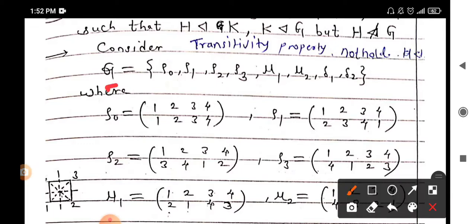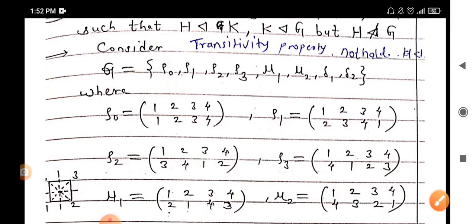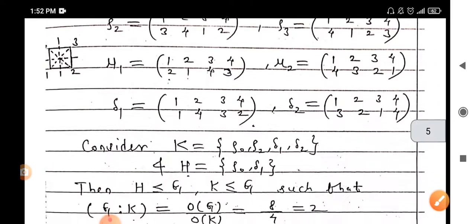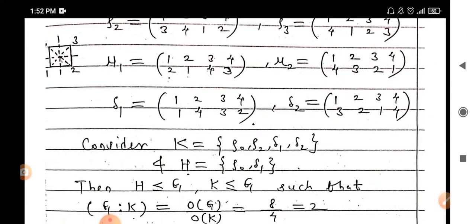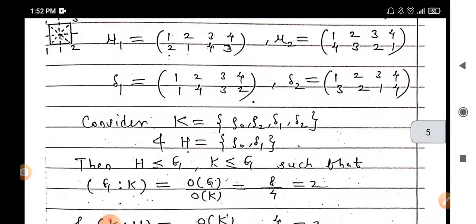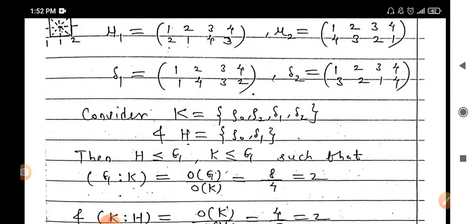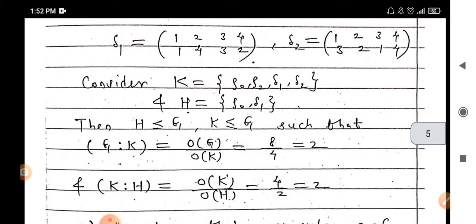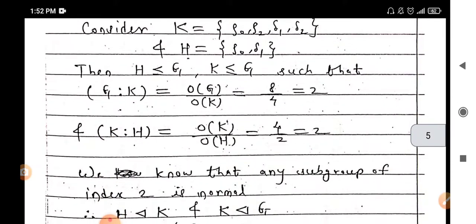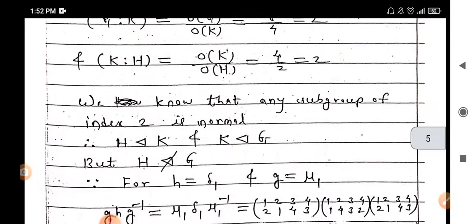Suppose G is a group with elements rho naught, rho 1 and so on, where the elements are defined as permutations. Now consider a subgroup K: rho naught, rho 2, delta 1, delta 2, and H: rho naught, delta 1. H and K are subgroups. K has index 2 in G, H has index 2 in K, and any subgroup of index 2 is a normal subgroup. Therefore H is normal in K, K is normal in G, but H is not normal in G.